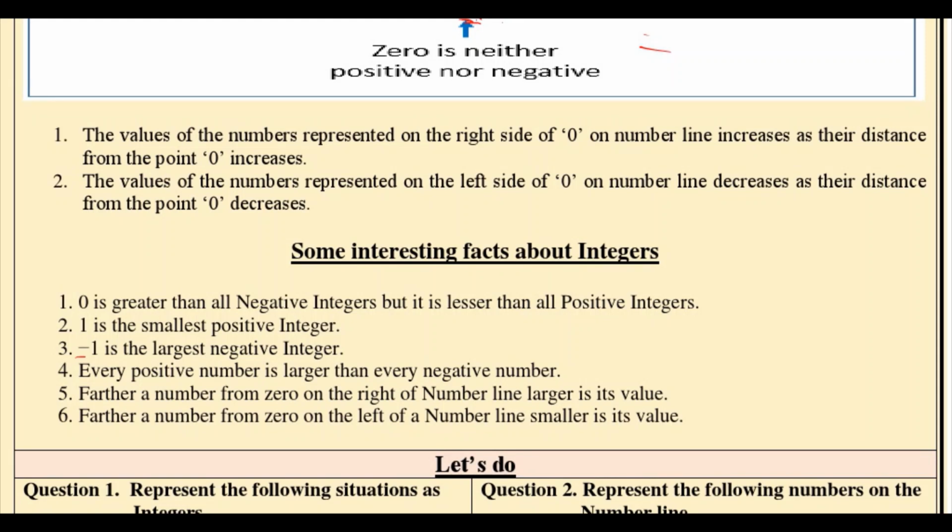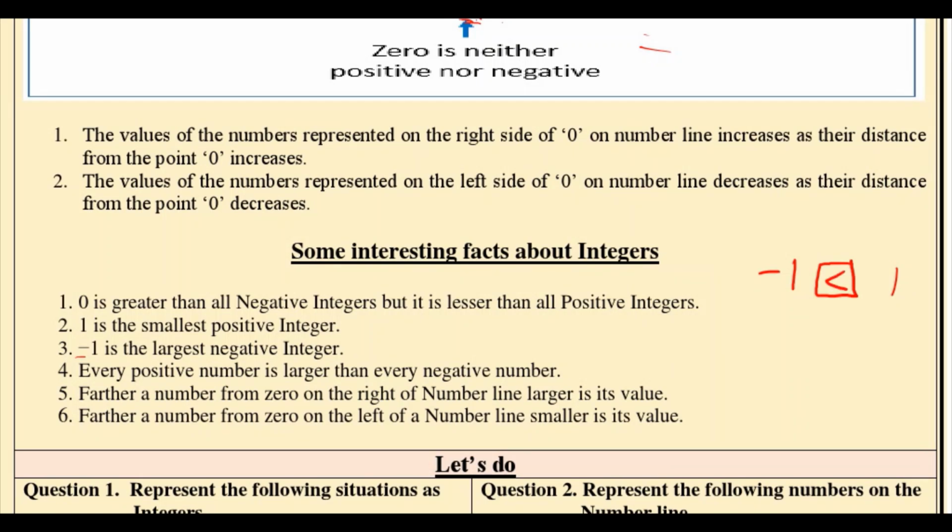Number 4, every positive number is larger than every negative number. So if we have 1 here, and here we have minus 1, which one will be greater? Always the positive number is greater, so that means 1 will be greater than minus 1.